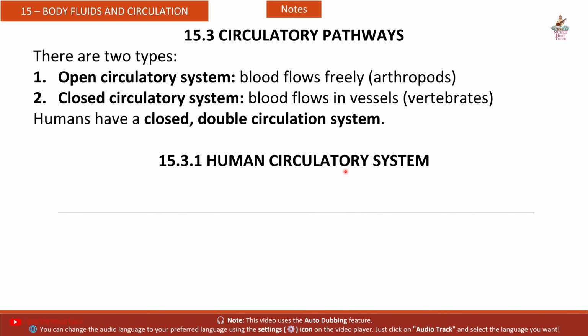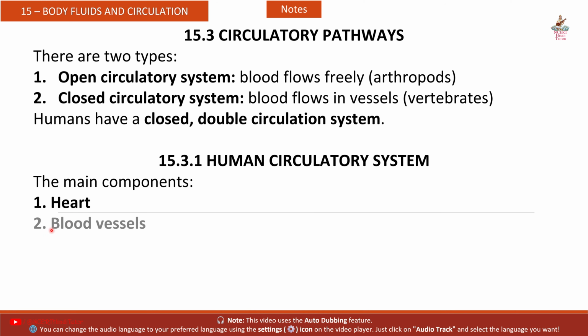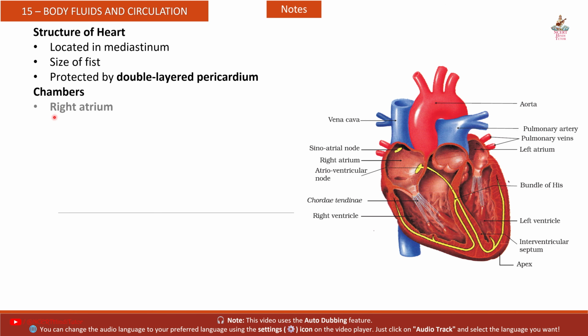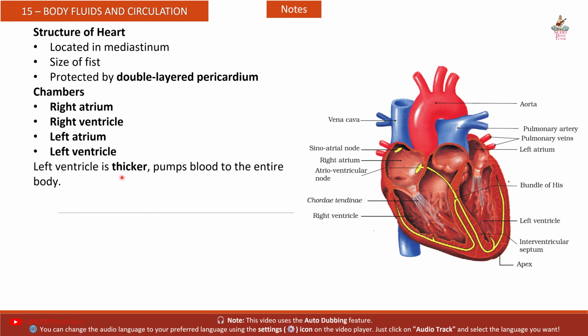15.3.1 Human circulatory system. The main components: first, heart. Second, blood vessels. Third, blood. Structure of heart: located in the mediastinum, size of a fist, protected by a double layered pericardium. Chambers: right atrium, right ventricle, left atrium, left ventricle. The left ventricle is thicker and pumps blood to the entire body.